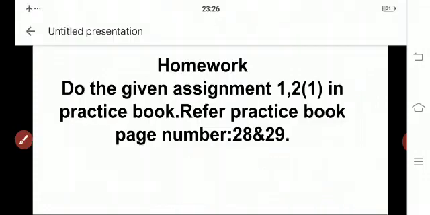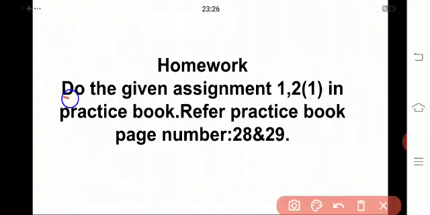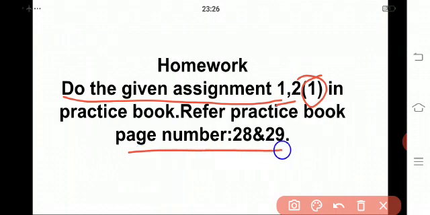Okay children, now we are in the homework part. Do the given assignment 1, and then assignment 2, you have to do the first question alone in the practice book. Refer to practice book page numbers 28 and 29.